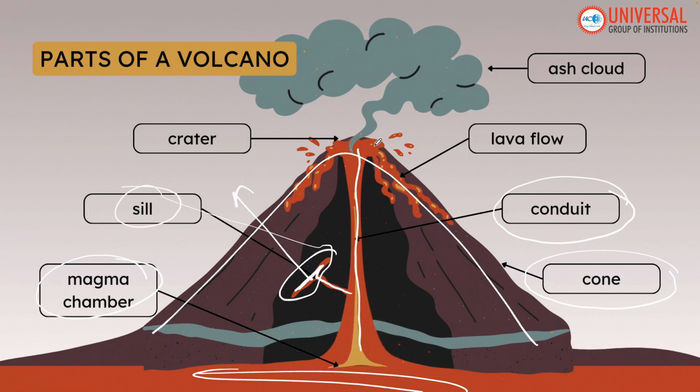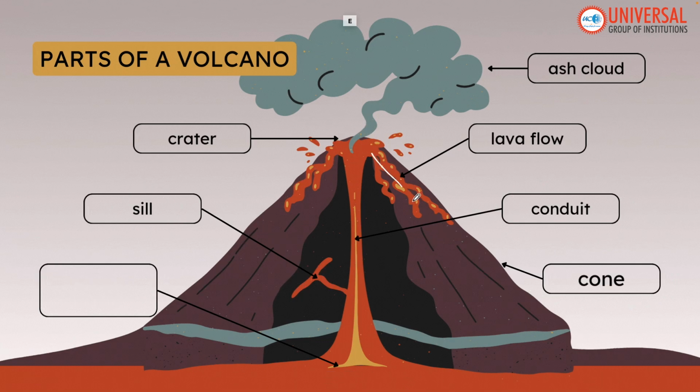Now when the magma erupts, there will be a crater-type formation, that is called the crater. When the magma is erupting, a lot of gases and ashes are released along with water vapor, that is called ash clouds. When the lava is flowing like this, that is called lava flow. So these are the parts of volcanoes. We will talk about each part in detail.